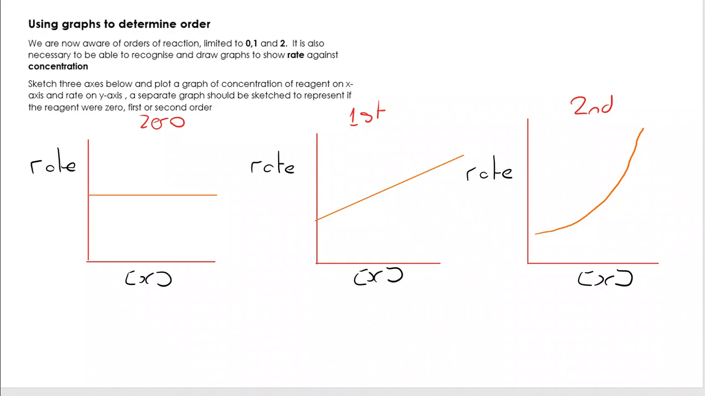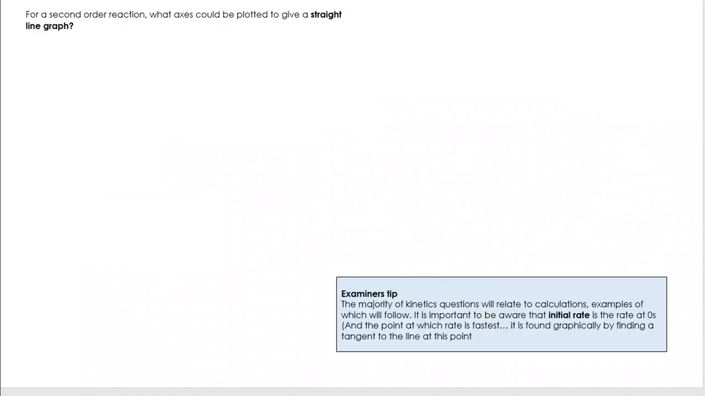But we could take it a step further forward and we can look at second order. What could you plot relating to second order reactions that would give you a straight line? And I've got the graph here. We're going to put the axes on the labels, and we've still got rate on the y-axis. But if we want a straight line, we could say here that rate is directly proportional to the square of the concentration. So we'd be looking at concentration squared.